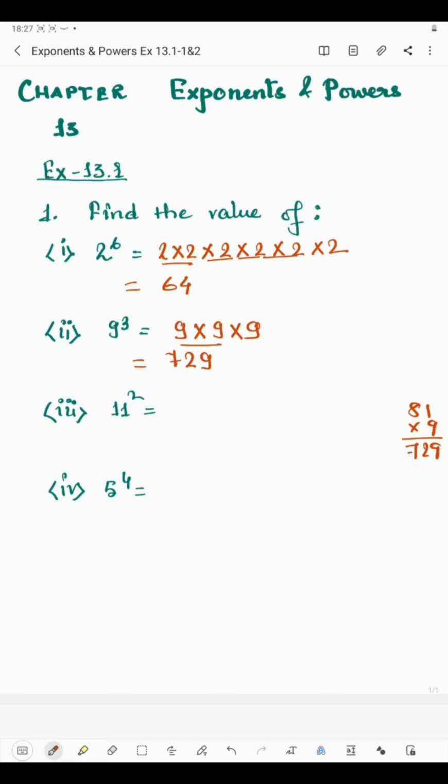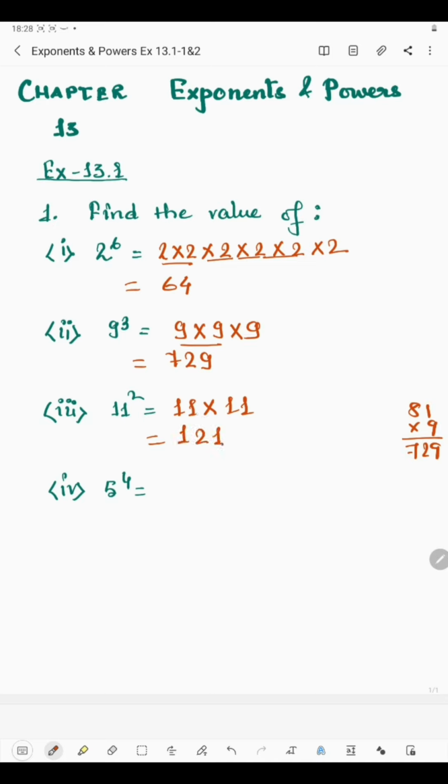Coming to the third part, here we have 11 raised to the power 2. Since the power is 2, we will write 11 twice. So what will be the value of this? 11 11s are 121.